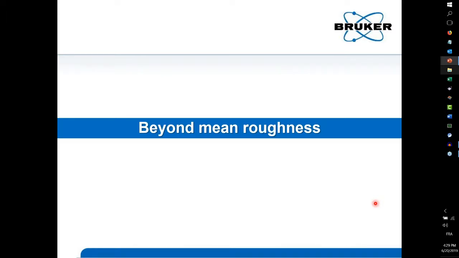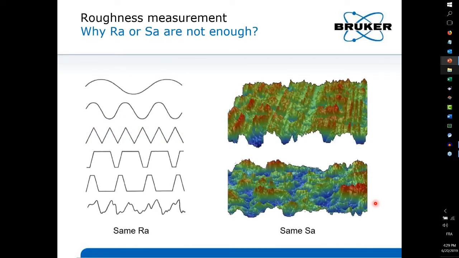But the key question is, why don't we stop with just getting mean roughness? Actually, mean roughness will not be helpful in most cases because it's a fairly stable but too stable value, and it does not discriminate different shapes of surfaces. So you have the profile drawn here, you have certain higher frequencies or triangle or some kind of reversed triangle. All the surfaces get the same Ra. On area level, the two surfaces here get exactly the same Sa.